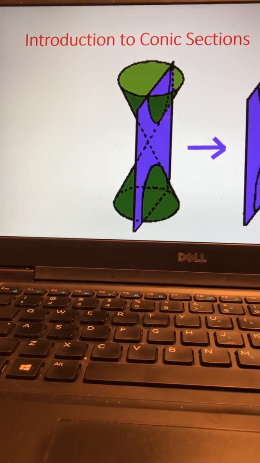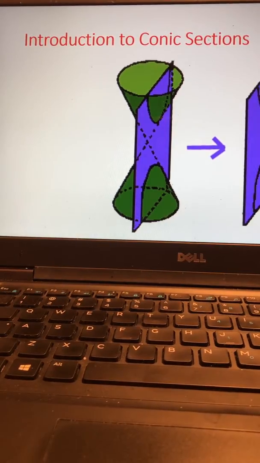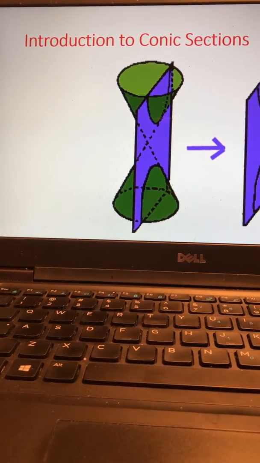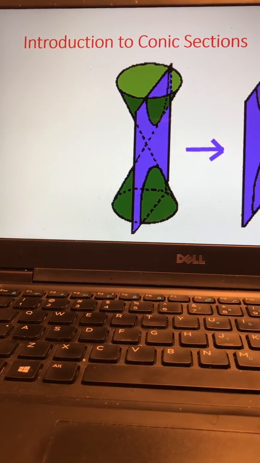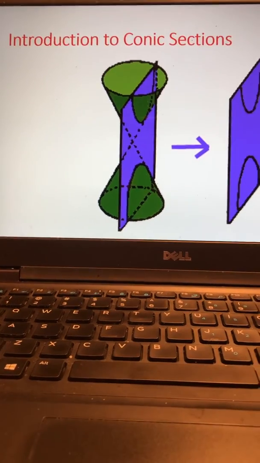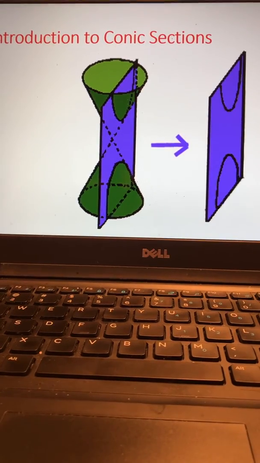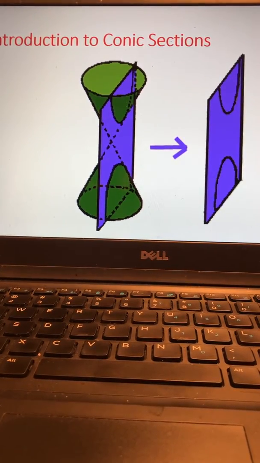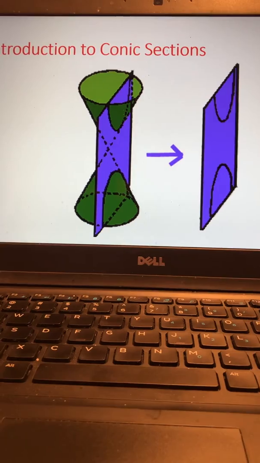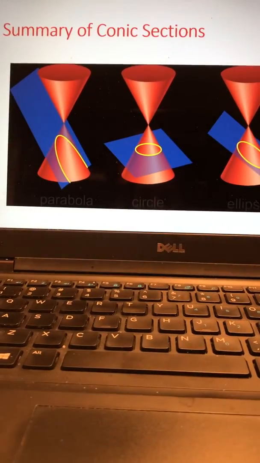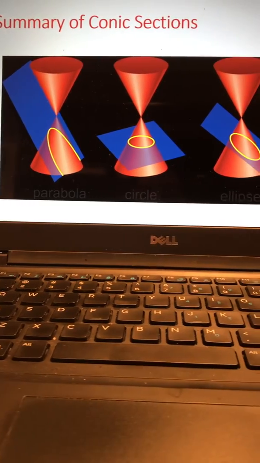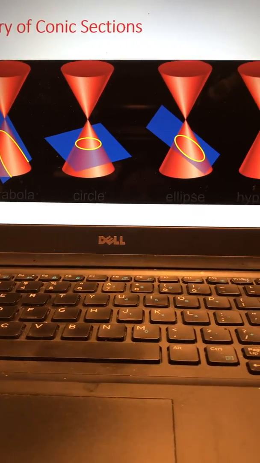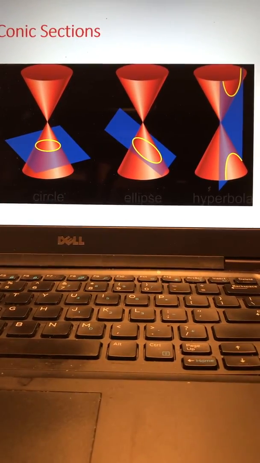Okay, now here this kind of looks like a basketball court. If the plane intersects two cones, like let's say the plane is perpendicular to the ground, you're going to see that we have something called a hyperbola, and that's basically two parabolas. They are mirror images of each other. Okay, so just to summarize, we can have a parabola, a circle, an ellipse, or a hyperbola.